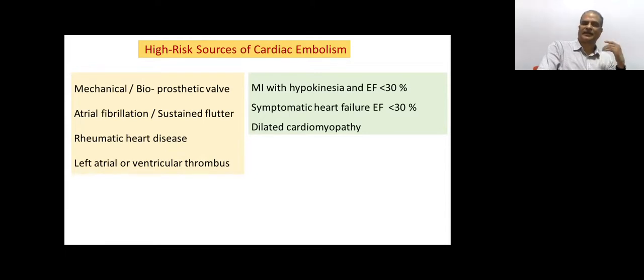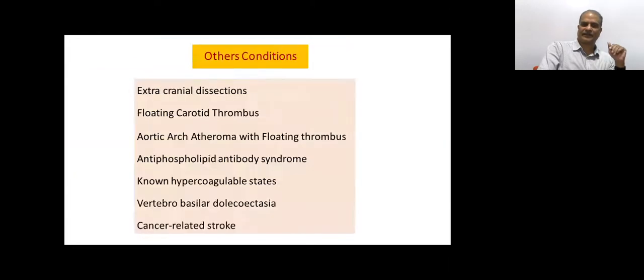Patients in symptomatic heart failure with a low ejection fraction, ischemic cardiomyopathy, who had a stroke, and also patients with dilated cardiomyopathy who come with a stroke or TIA. Now, apart from the cardiac condition, there are other non-cardiac conditions where we have to use anticoagulation. One is extracranial dissections. Not all extracranial dissections, but there are some specific groups where these agents will be useful. Second thing is a floating carotid thrombus.